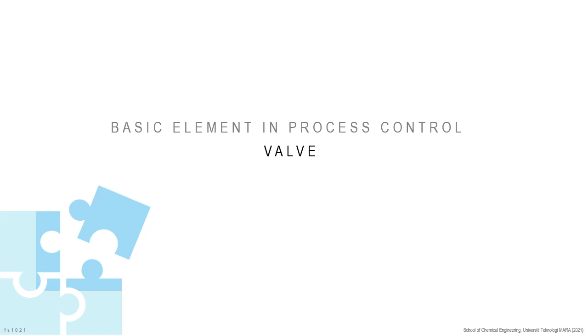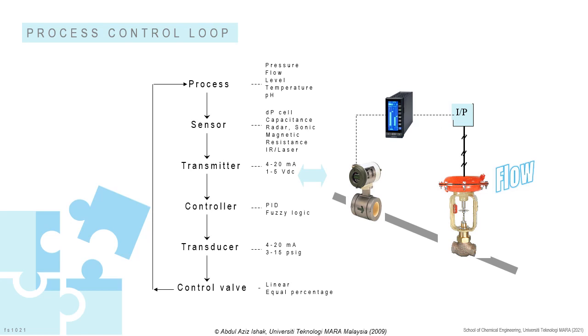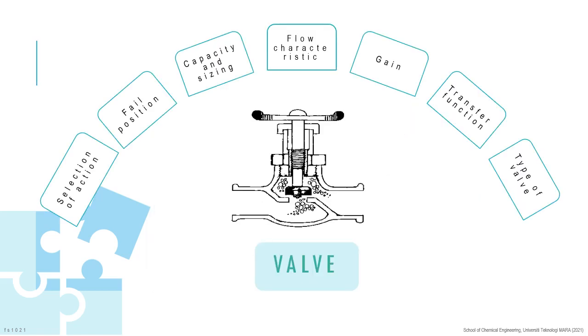The third element in basic component of process control is the valve. Control valves are the most common final control element. They perform the action function of the control system by adjusting the flows that affect the control variable. In this chapter, we are going to learn the most important aspects of control valve: the selection of their action and fail position, the capacity and sizing, their flow characteristic, their gain and their transfer function, along with the different types of valve and their accessories.